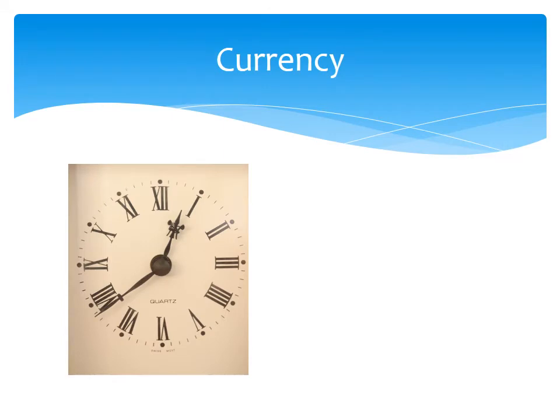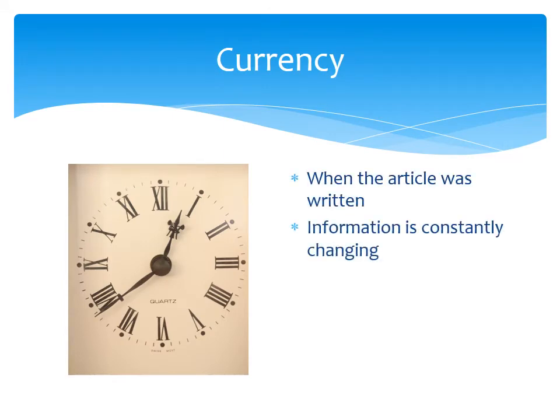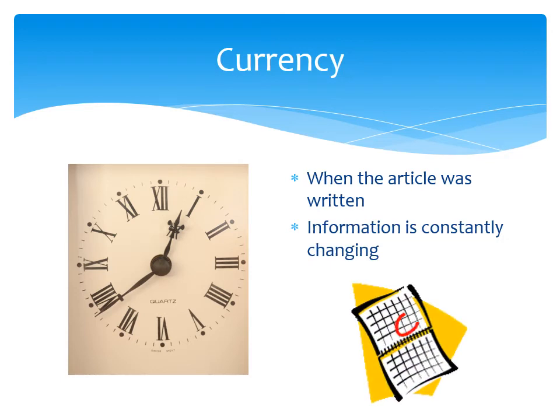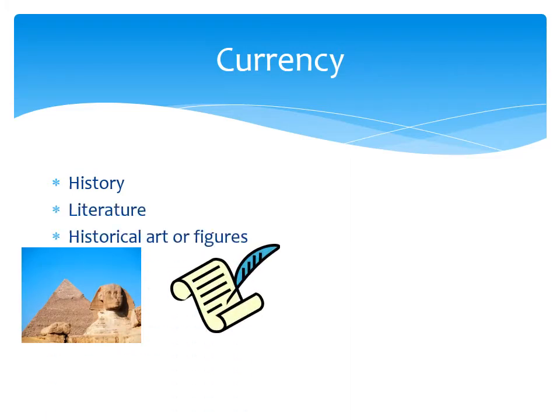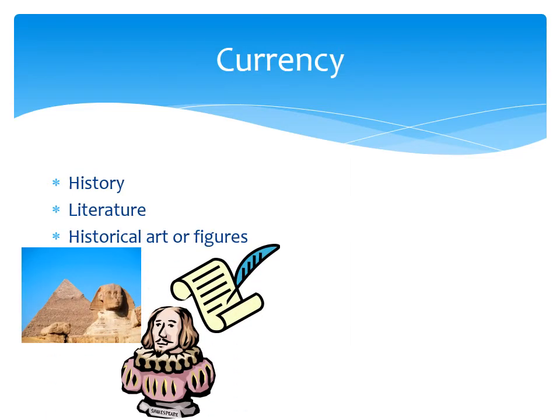Next, let's talk about currency. Currency refers to when the article was written. Because information is constantly changing, it's imperative that the website has a date on it. It's important to note that not every topic needs research that's 100% current. For instance, history, literature, or historical art or figures may not necessarily need information that's 100% up to date.